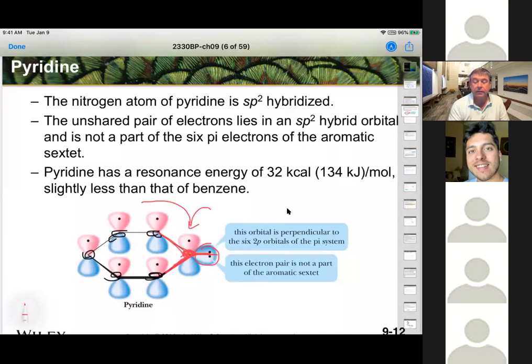Okay, notice that in this case, all nitrogens have a lone pair on them, as long as they're neutral, and it's sticking out. It's not part of the aromaticity. But can that lone pair be part of the aromaticity? Maybe. We'll see.